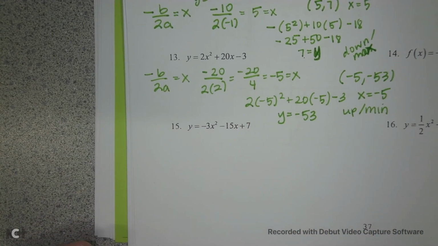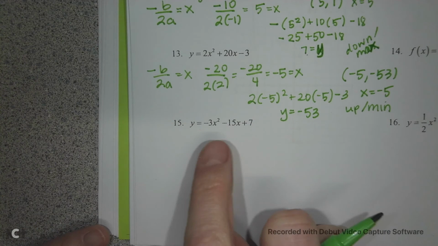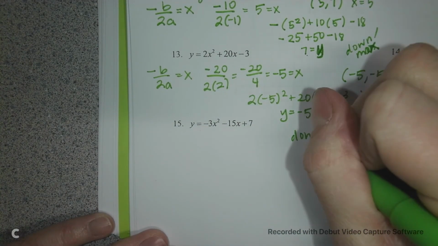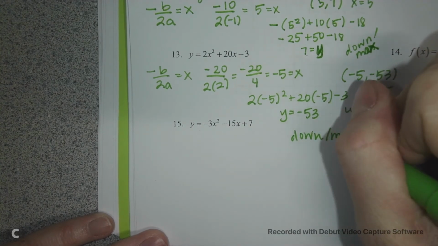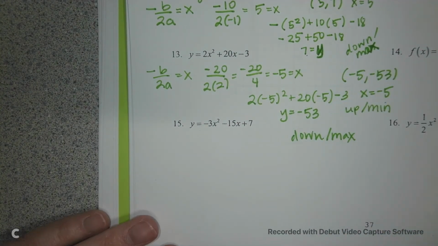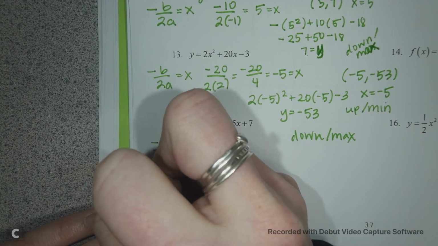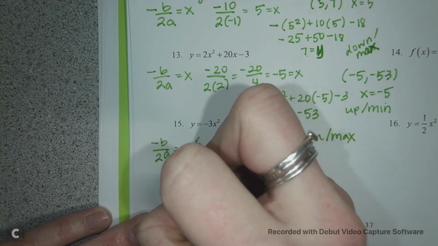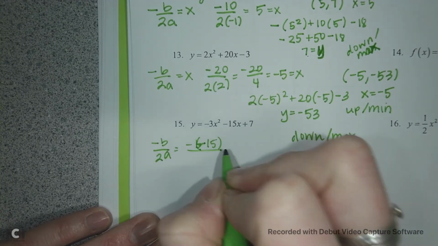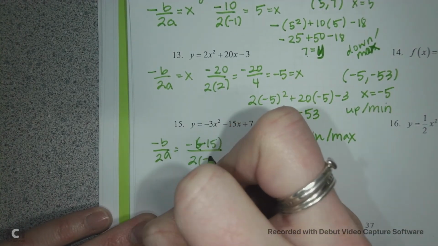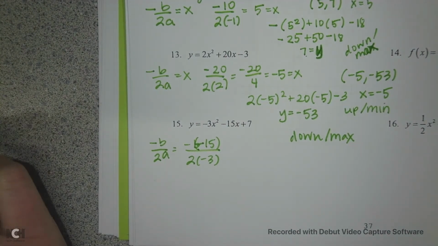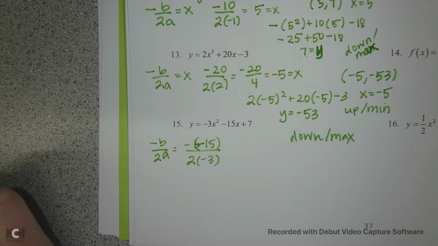We'll do one more together just so that you can see. Leading coefficient, and it's negative, so this is going to be a down and a max. Okay, and then negative b over 2a. Negative b, oh, sorry, negative 15. Negative 15 over 2 times negative 3. So negative 15 is positive 15 over negative 6.